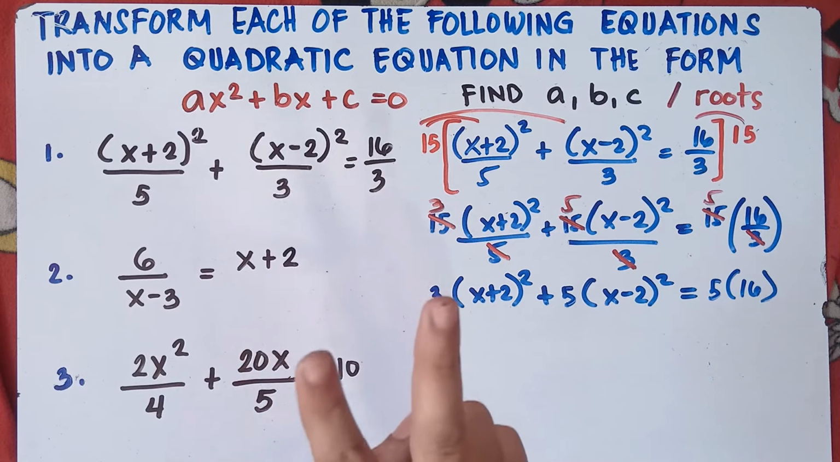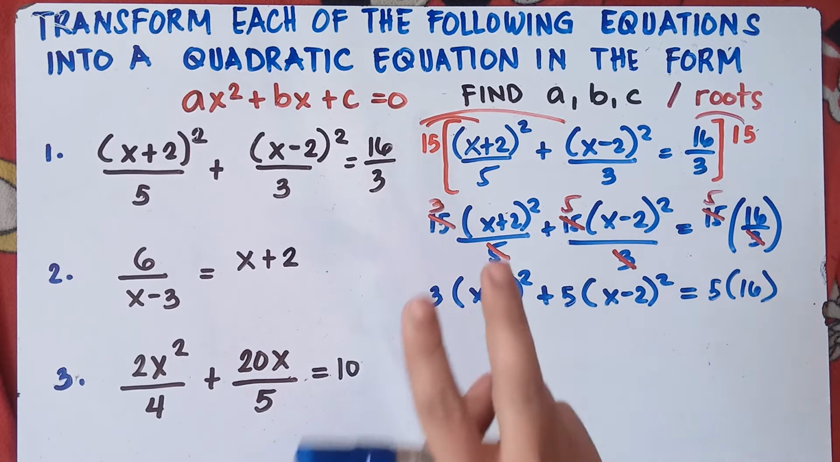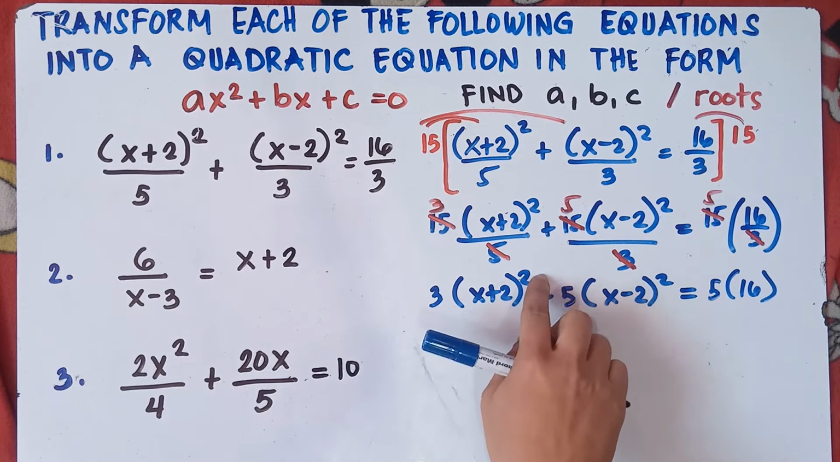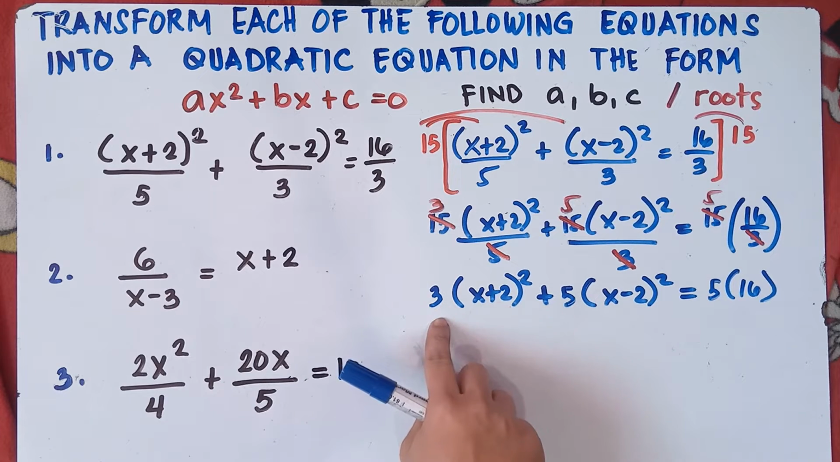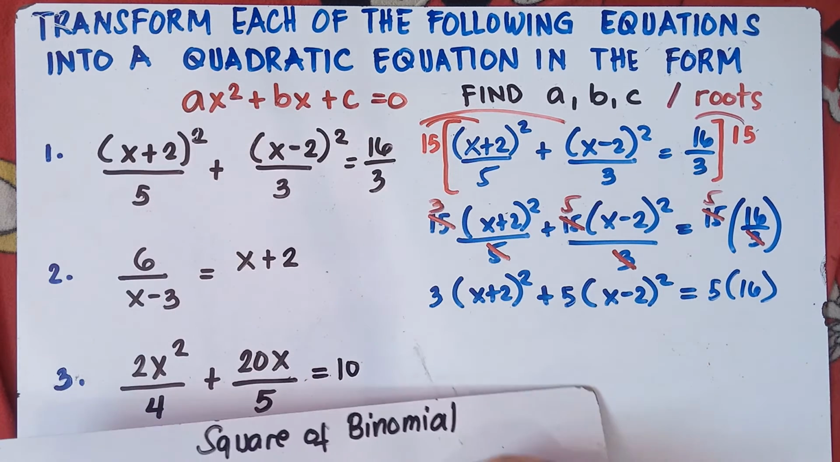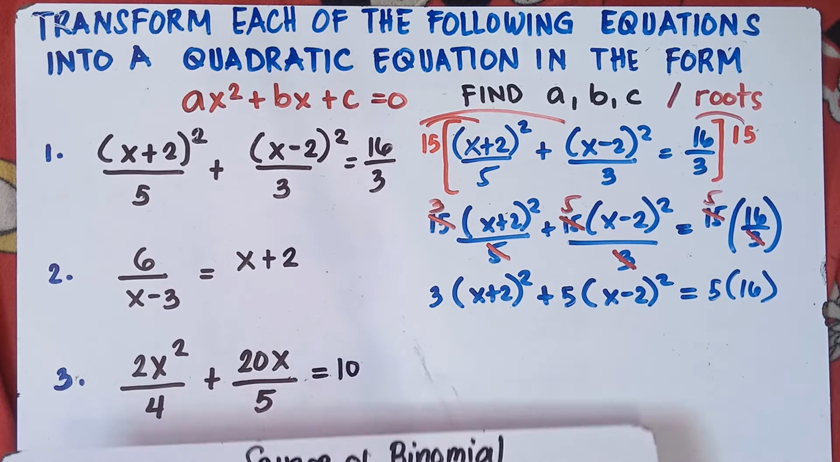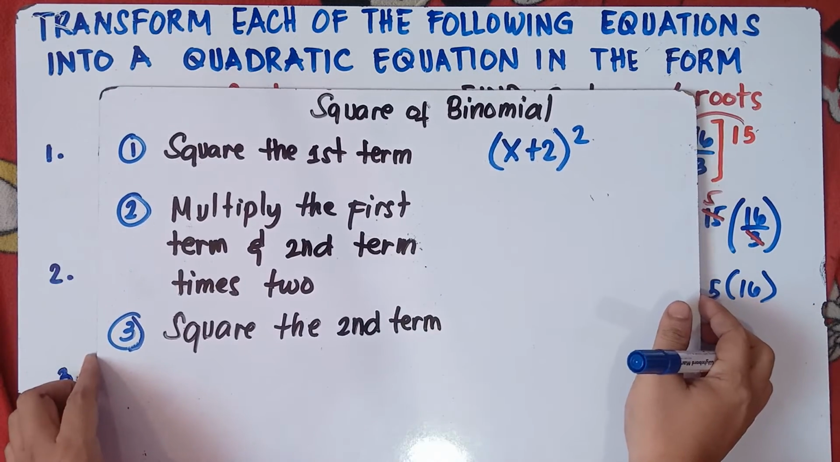We do have two ways to simplify this one. You can either use the square of binomial or you can use the FOIL method. So x plus 2 quantity squared. Simplify this one before multiplying it by 3. Alright, let me write it here. X plus 2 quantity squared. Alright, let's simplify, class. The square of binomial.